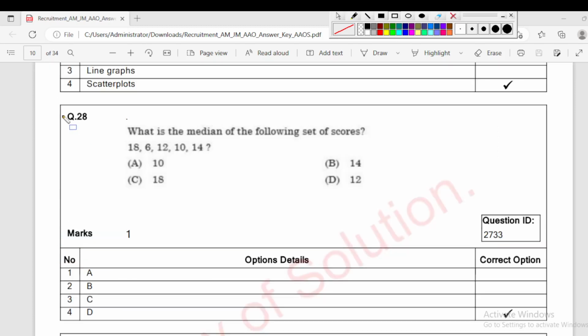Question number 28. What is the median of the following set of scores? 18, 6, 12, 10, 10, 14. Option A 8, option B 14, option C 18, and option D 12. Option D is correct. 12.